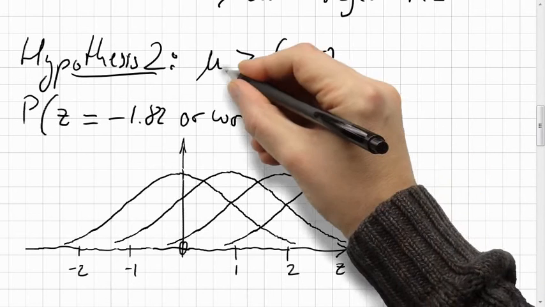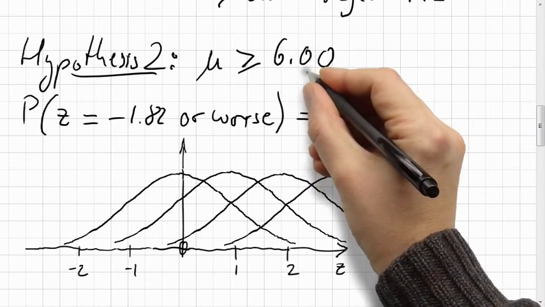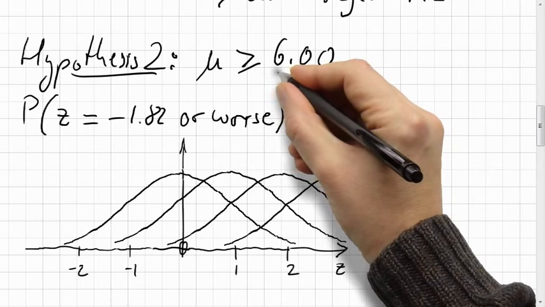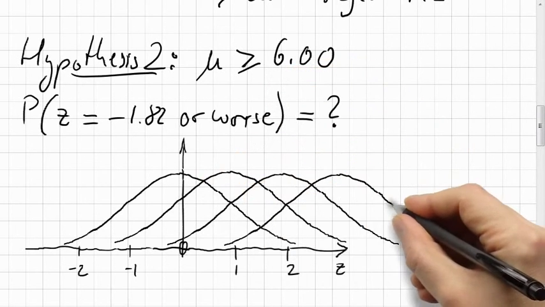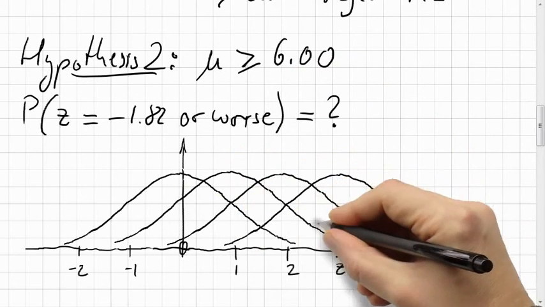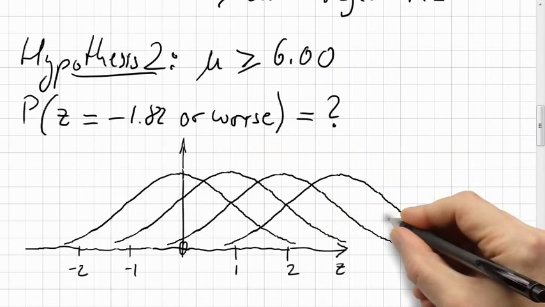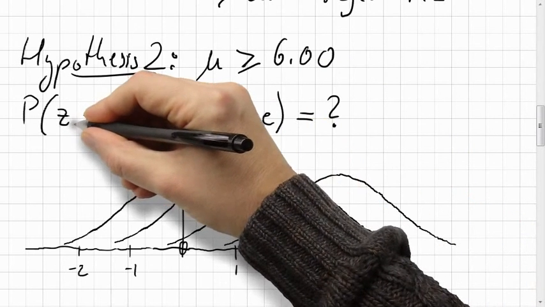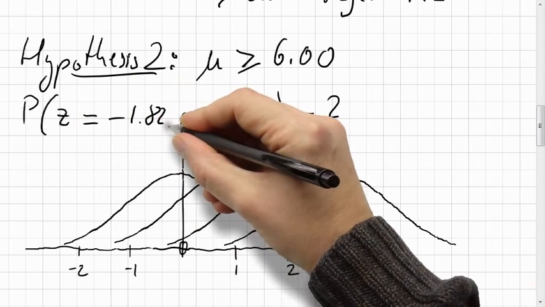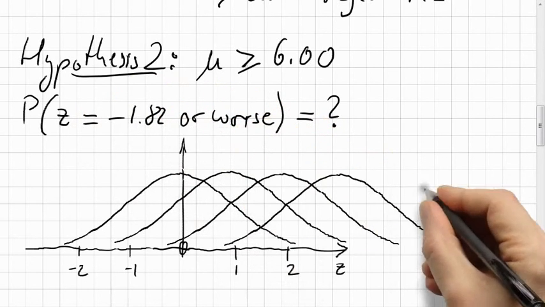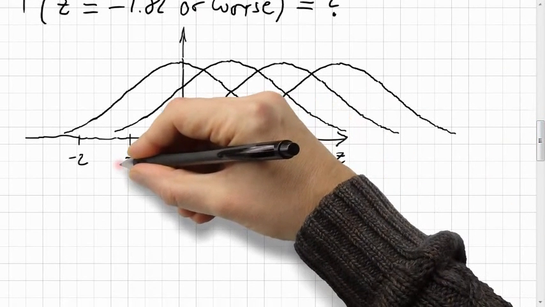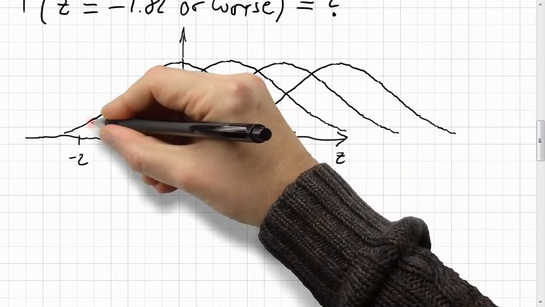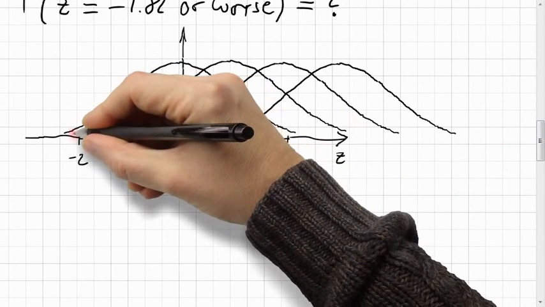And of course, the expected value could be 100, 1000, 24. It could be 2.712 or whatever. So we do not know which of these curves, which of these distributions is the right one. We only know it's one of these. That's the hypothesis. And now we have to think about what this means. Z is minus 1.82 or worse. On the left-hand side, that's pretty much what happened before.